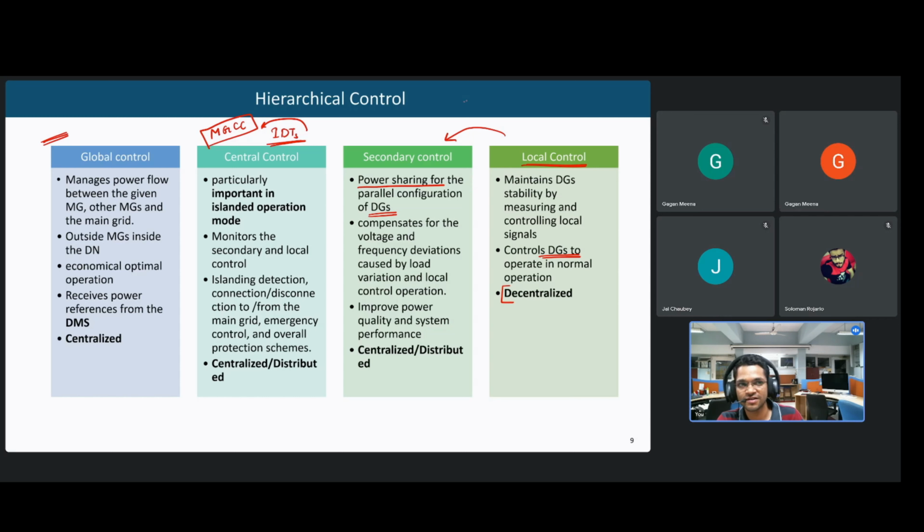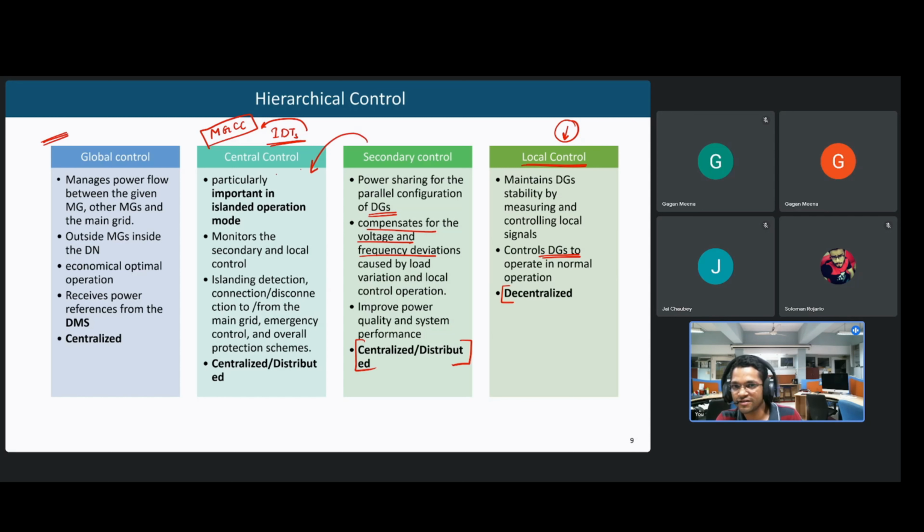If we think about synchronous or conventional generators, they have their own governor action. So you can call it a local controller, because each generator has its own governor action. At the secondary control level, we can compare it to the AGC, which is based upon droop control: how the power sharing will happen in the event of frequency deviation. It compensates for voltage and frequency deviation whenever there is a load variation or local control operation, and it can be centralized or distributed.